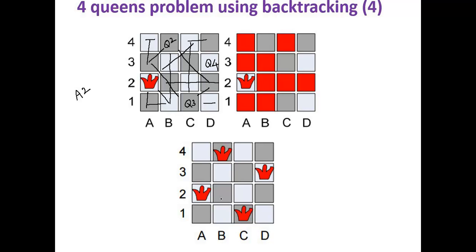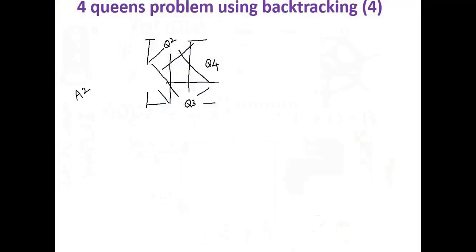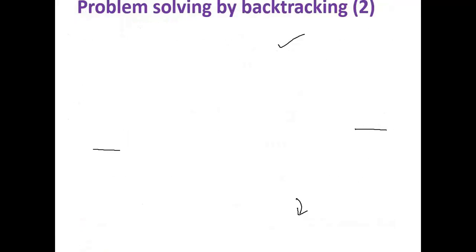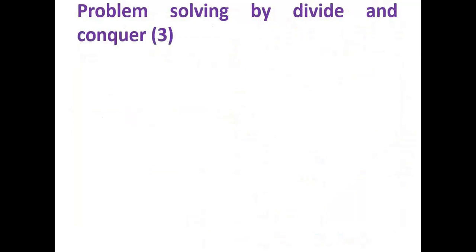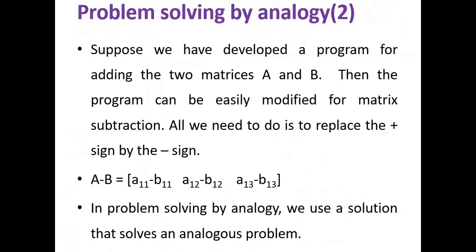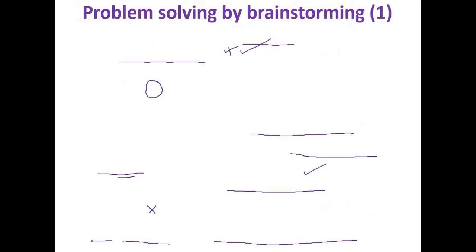Okay, in this example, we have discussed how we can use backtracking to solve this puzzle. Okay. So here, in this session, we have discussed various problem solving approaches. The first problem solving approach is by analogy. We'll look for a similar problem. We'll understand how they have solved it, then we'll modify the code so that it will work for the current problem.